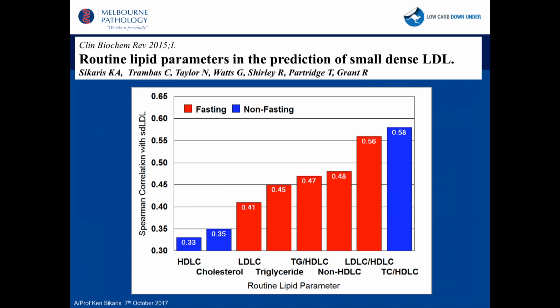Now, what predicts the presence of small dense LDL? Does the cholesterol level predict it? No, it's hopeless. Does the triglyceride level predict it? Far better than the cholesterol level. Triglyceride divided by HDL? Yes, better again. But whether I like it or not, the best predictor of small dense LDL is the total cholesterol HDL ratio.